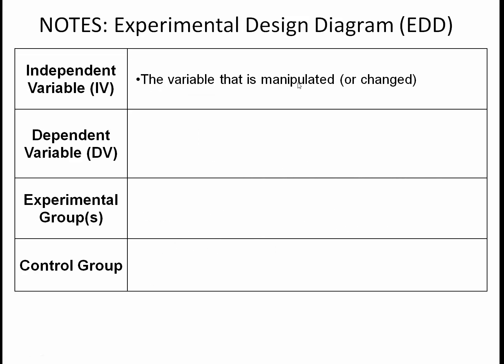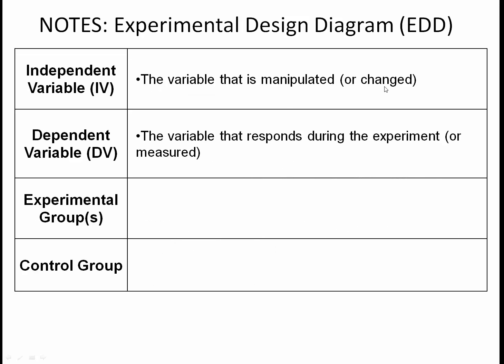So, the variable manipulated is the one that you changed. I like to say it's the one you knew before you ran the experiment. You're going to water the plants, give the plants light, give them too much fertilizer, or make it too cold for them, whatever. And this is the variable that responds during the experiment. This is the one you actually measure during the experiment.